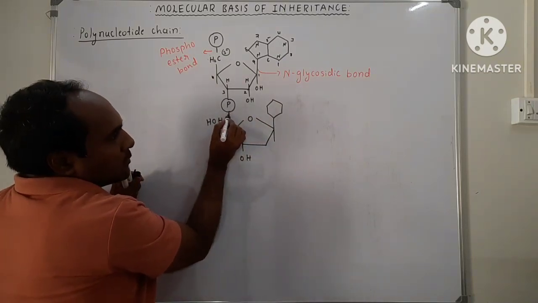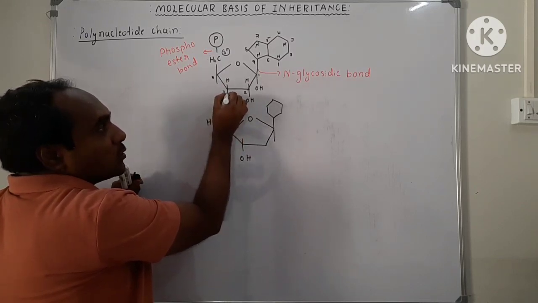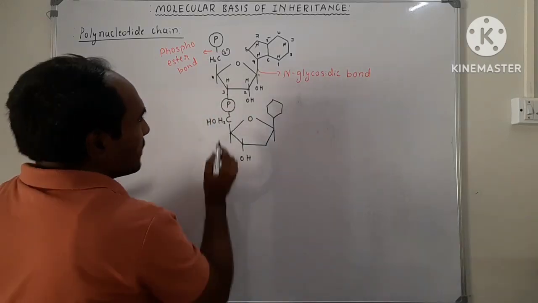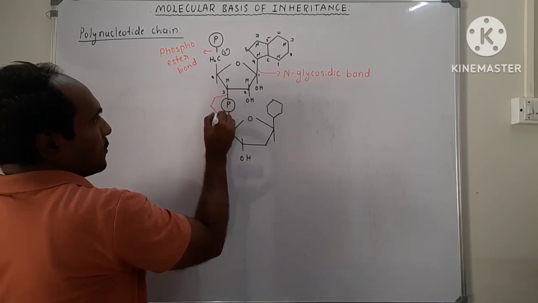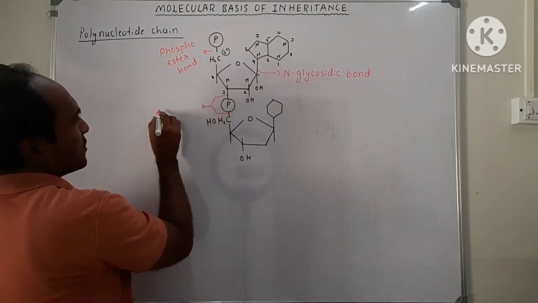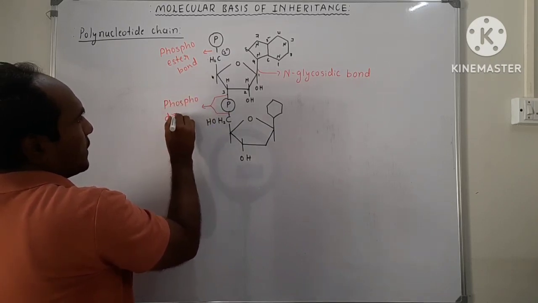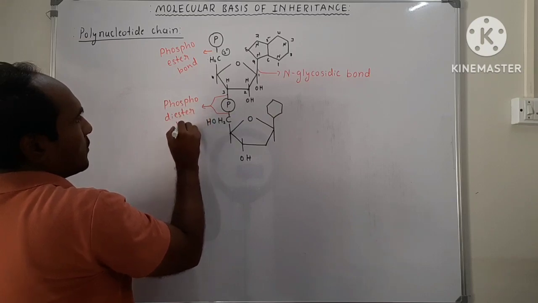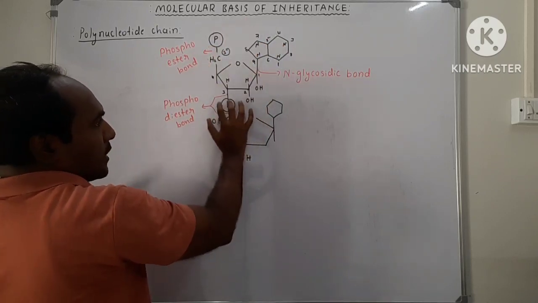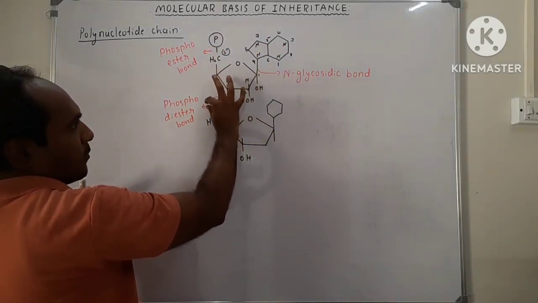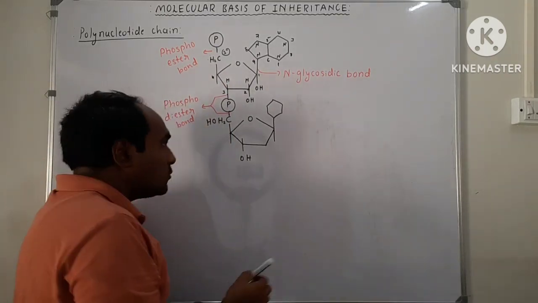Here this is one phosphoester bond. This is one more phosphoester bond. That is, here two times esterification takes place. That's why this bond is called what? Phosphodiester bond. That is, one nucleotide binds with another nucleotide with the help of a bond, that is called what? Phosphodiester bond. Now I will consider one more nucleotide.